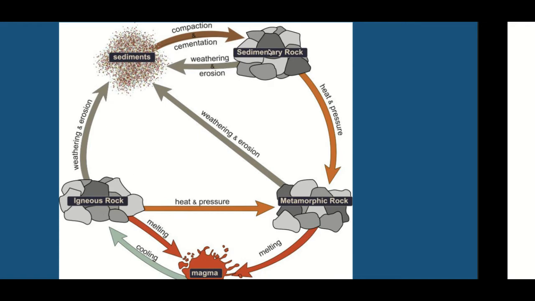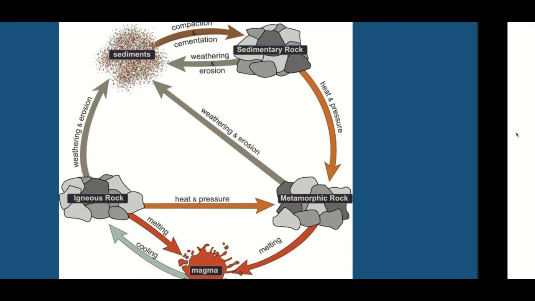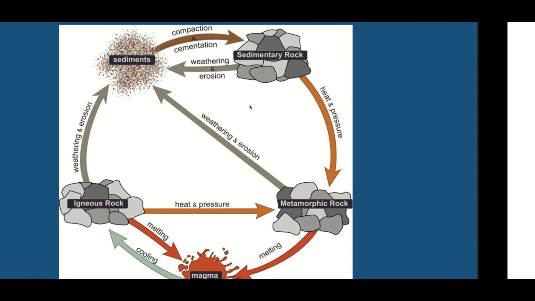A sedimentary rock could be, I know there's no arrow connecting it, but a sedimentary rock could be melted and turn into magma and then cool down and turn into igneous rock. So any rock can be transformed into any of the other two types of rocks in the correct conditions. And it can happen at any time in the correct conditions.